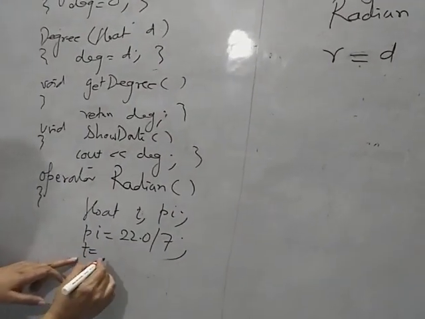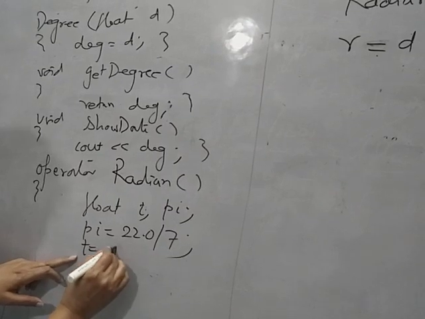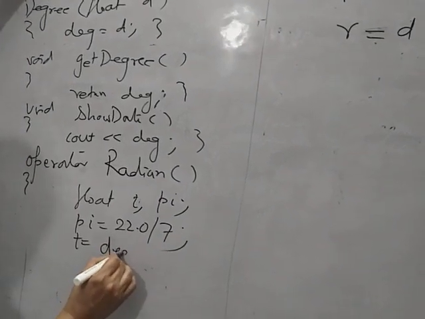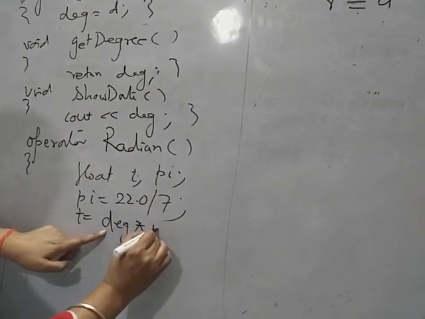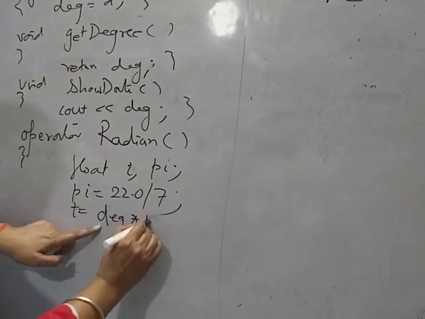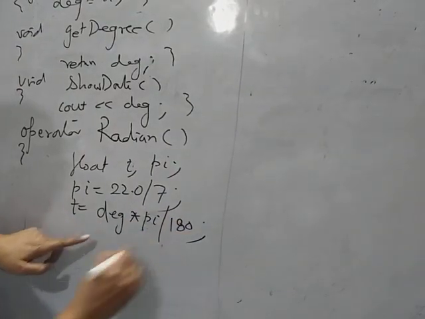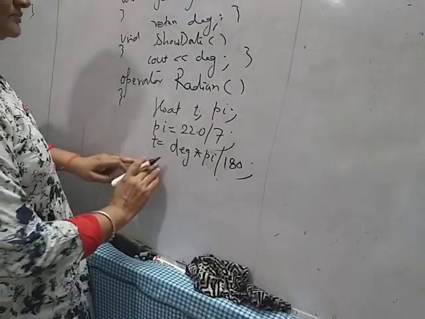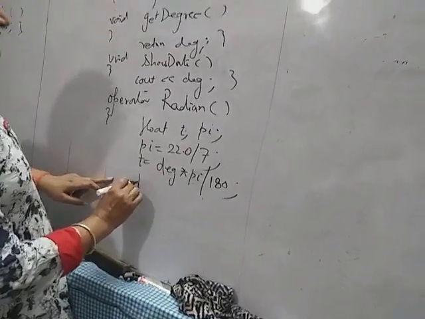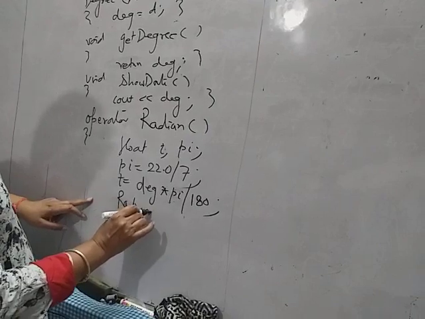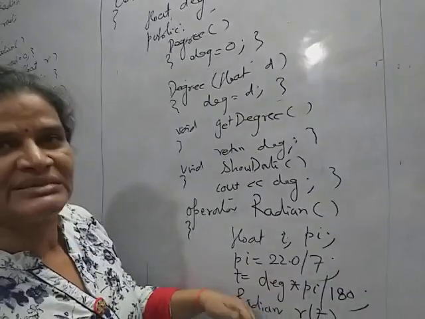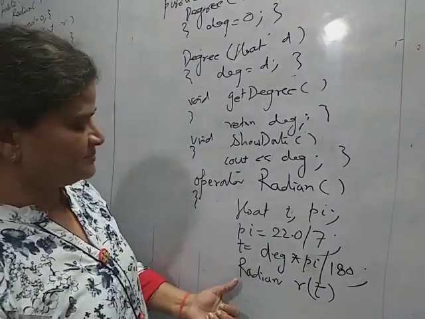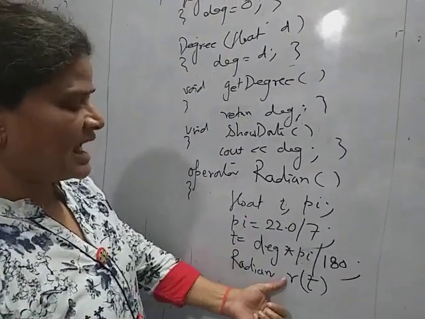So what is the formula for converting degree into radian? Degree is available directly in the degree class. Degree into pi, degree into pi upon 180. Okay, and now the return. One object is created, radian RT, or you can directly return the nameless object, but here I have created radian RT.